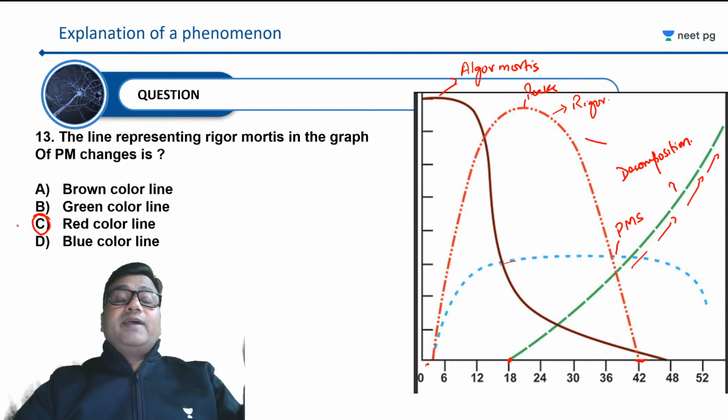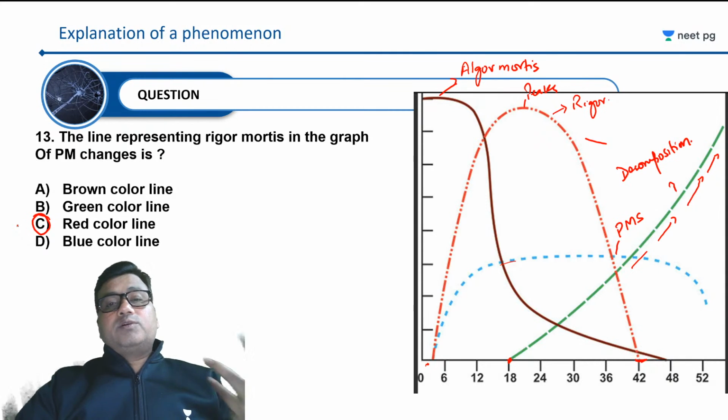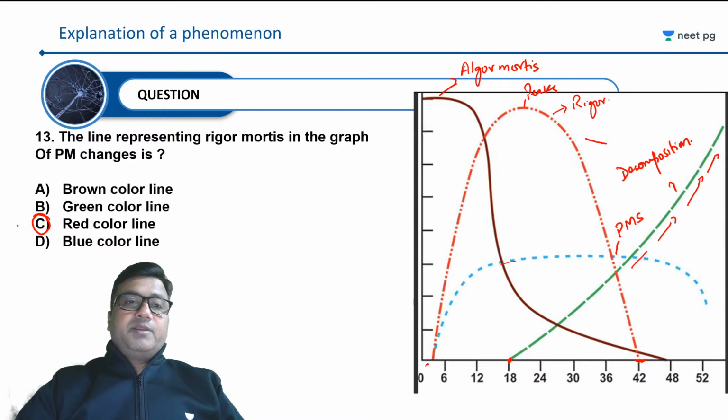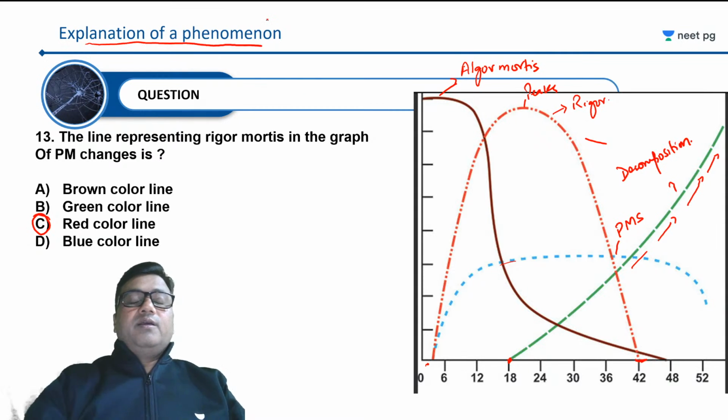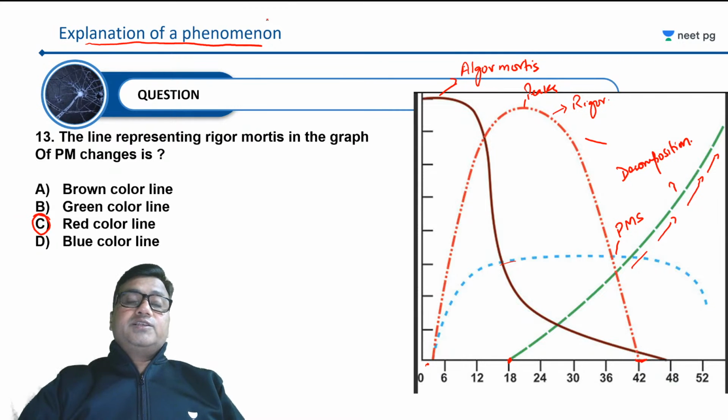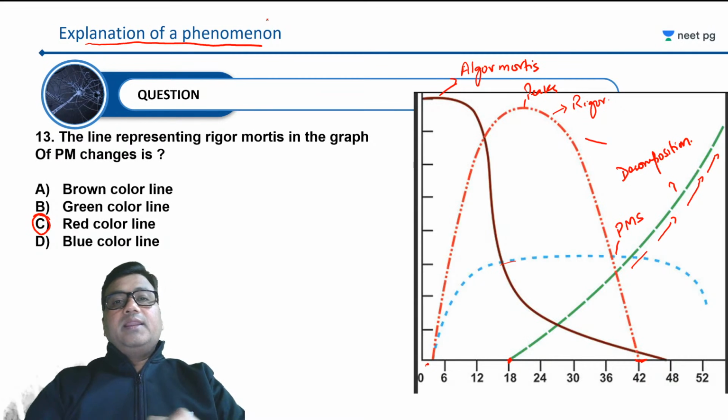So these kind of explanatory phenomena questions can be asked in the examination. See, in this question we are basically attempting explanation of a phenomenon. So these are a variety of questions that can be thrown to us in an MDMS entrance examination.